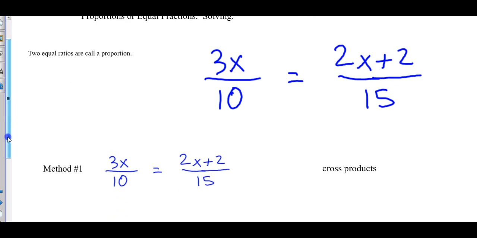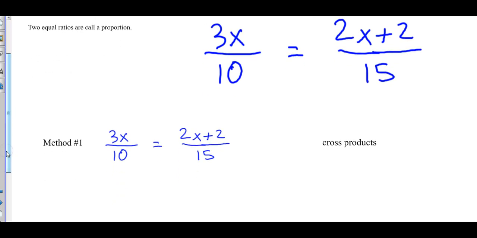Okay, so this is one good use for LCM, for least common multiple. Here's one way. If we have two equal ratios, two fractions that are equal, we call that a proportion. And the way that we probably have solved proportions at this point is by cross product. So that would be method 1, a method that we've used before, where I'm going to take the denominators and multiply them by the opposite numerators to get equal parts.